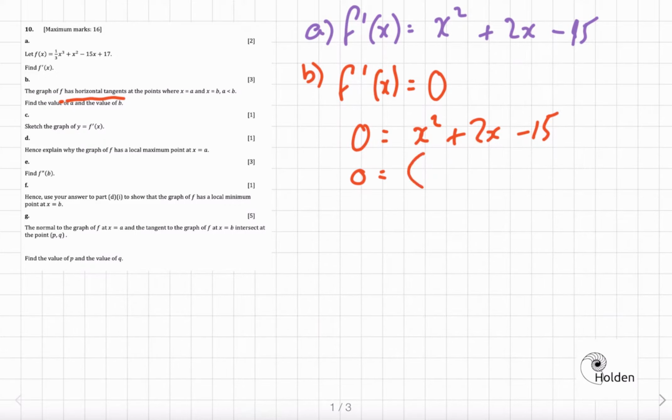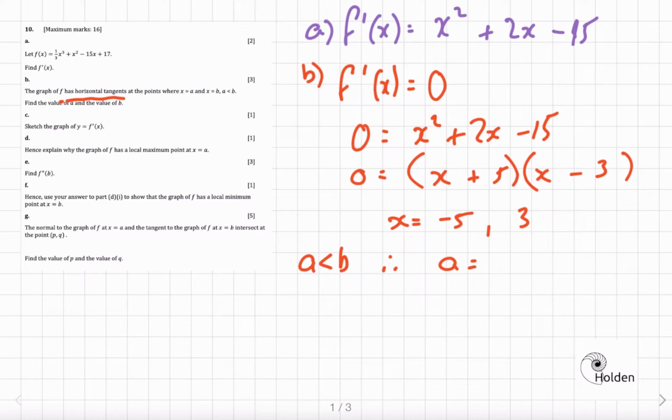Let's factorize if possible. So we have x plus 5 and x minus 3. That tells us that x values of minus 5 and 3 are solutions. a is less than b, therefore a equals negative 5 and b equals 3.